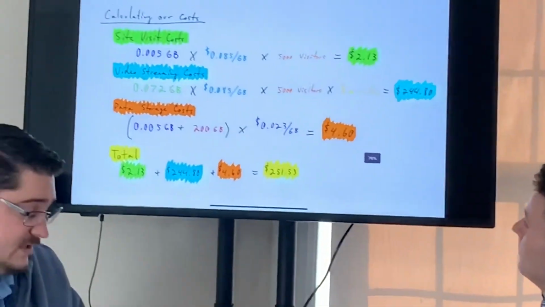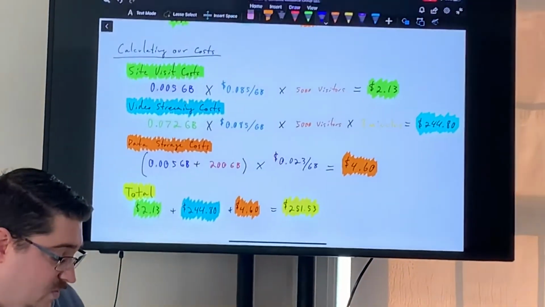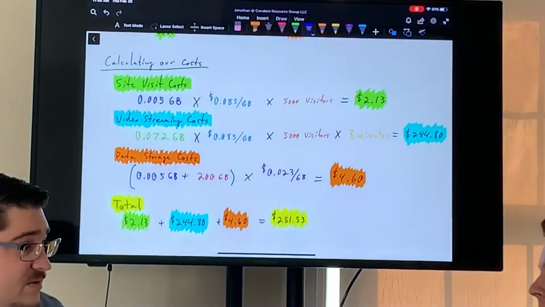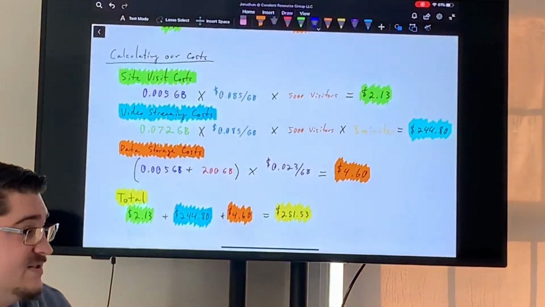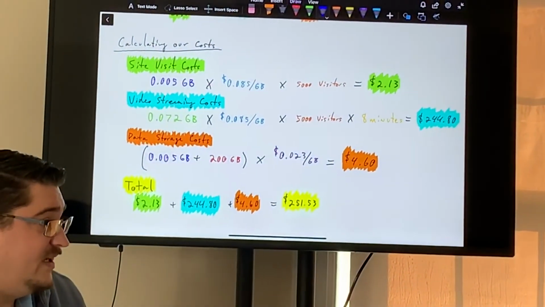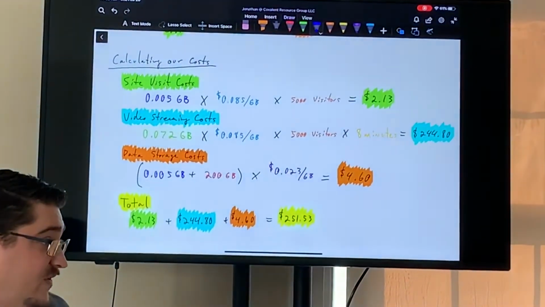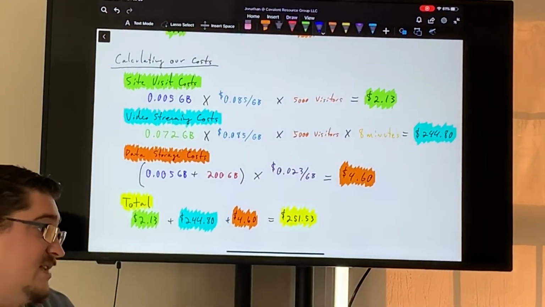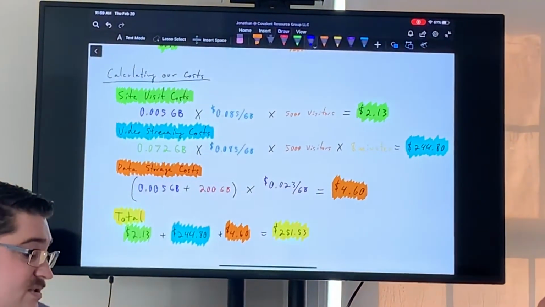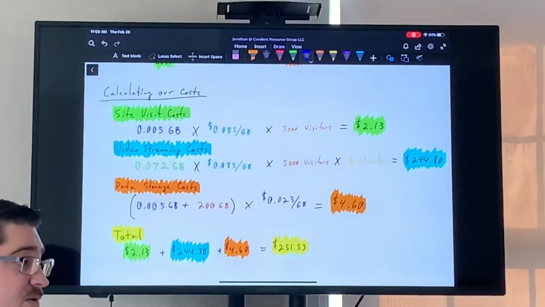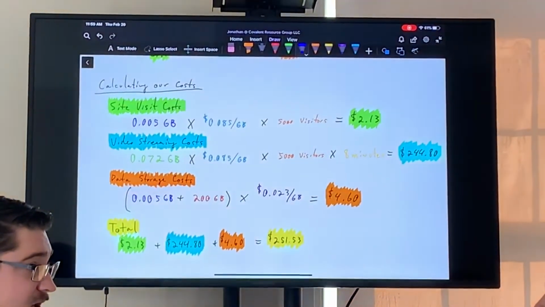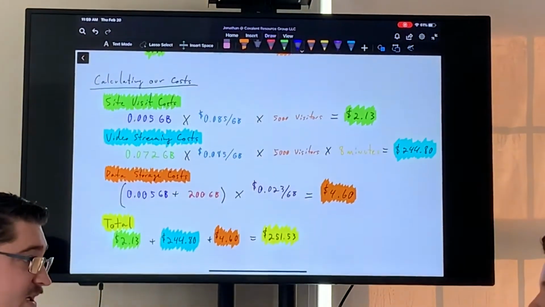Correct? Okay. Yeah, however many videos they want to watch, but we're going to assume that they're going to watch about 8 minutes of video on the site. So then we don't have to figure out how many minutes long is each video, and that sort of thing, because that's going to vary. Let's just assume they watch 8 minutes total of video on your site across however many videos.